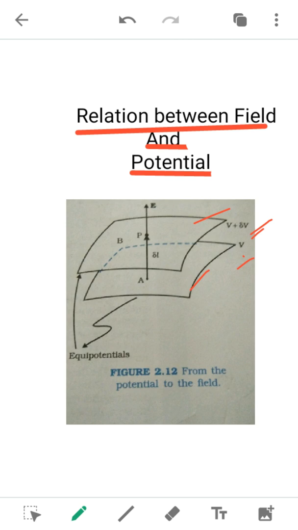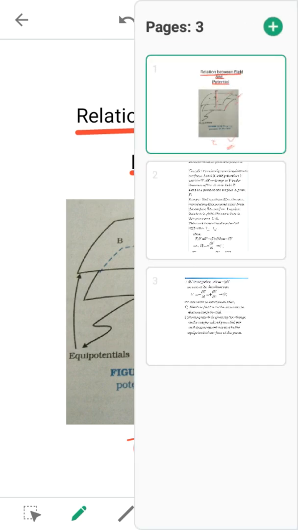You can see from the figure here, from the A surface, we will take the electric field E passing through a point P. And where is P? P is on the surface B. So now what we have to derive from this diagram is the relation between the electric field E and the potential V. So what will be the relation? Let us see here.